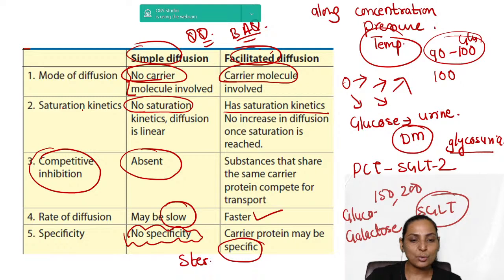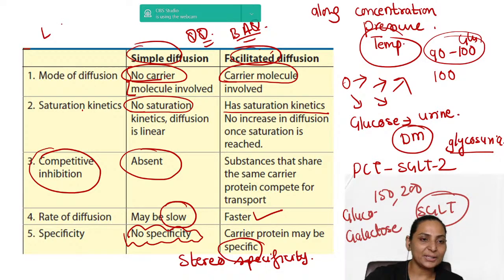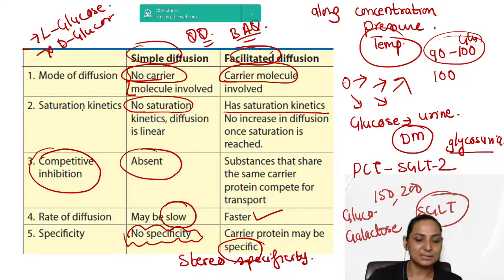It is also called stereospecificity. What is this? For example, there is a carrier protein which will transport L-glucose. If it is transporting L-glucose, it may not transport the D-glucose. That is called stereospecificity. So this table is very, very important. Whatever tables we've taken today, like the difference between active and passive transport or this simple and facilitated diffusion, these are most expected BAQs, 2 marks each for your examinations in the first Prof University exams.